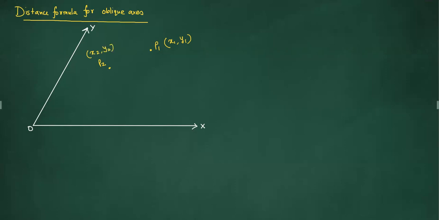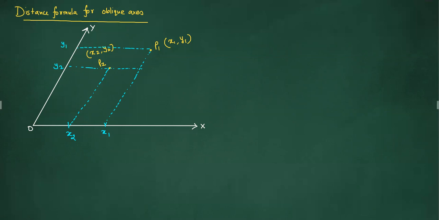This basically means that, for P2, if I draw a line which is parallel to the y-axis, then this point is going to be x2. And similarly, if I draw a line parallel to the y-axis, this point is my x1. This point is x1. And similarly over here, if you join this point, this is going to give you y2. And if you join this point, this is going to give you y1.